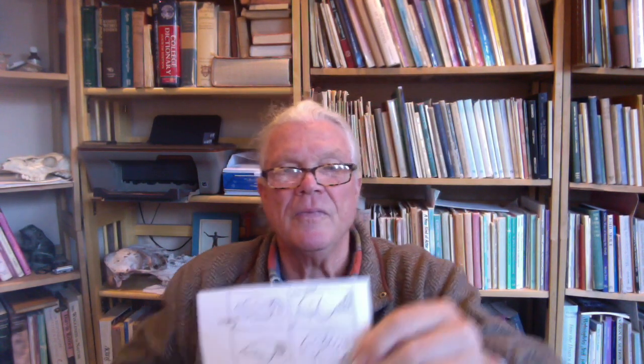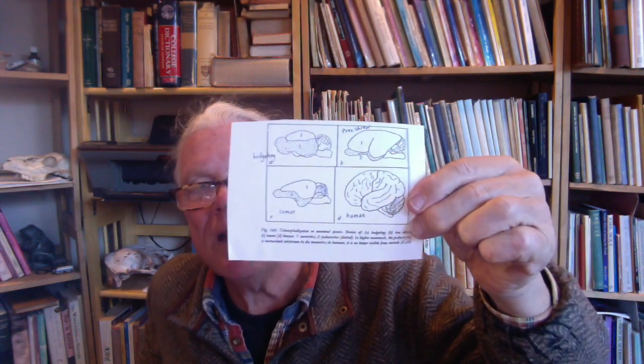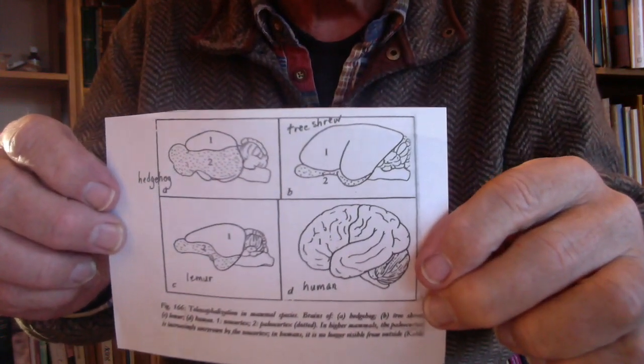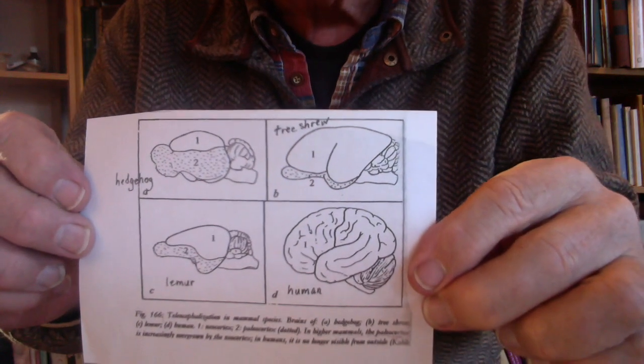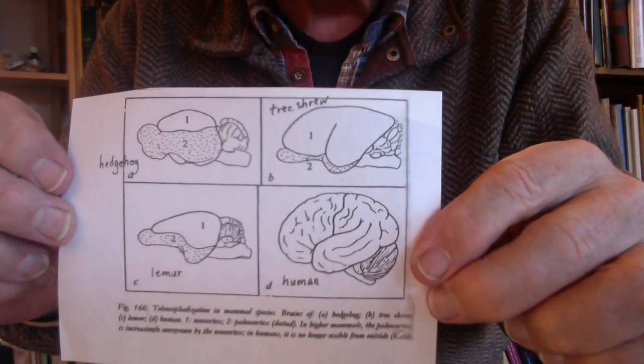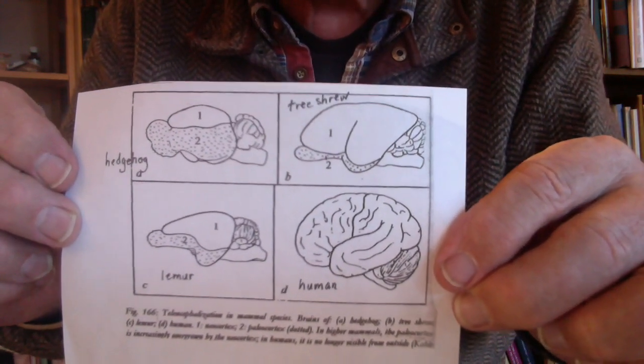The neocortex in humans undergoes hypermorphosis. It's fascinating to see that within the cranium, which retains its rounded fetal form into adulthood, there grows and develops the hypermorphic brain. In this case, as in so many others, fetalization and hypermorphosis work together. Here we can see in this drawing that in the higher mammals, the mammalian brain is increasingly overgrown by the neocortex. In humans, the lower brains are no longer visible from outside.